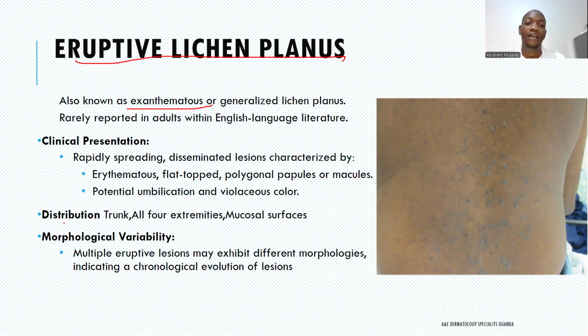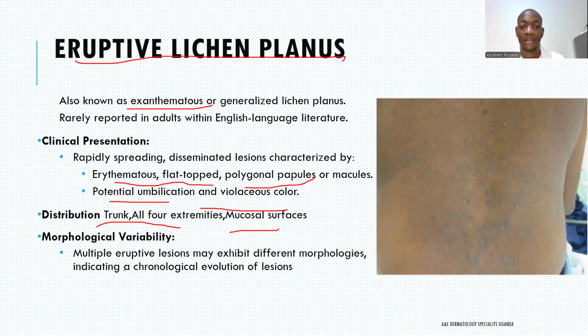It can even be tending towards erythroderma. You can end up being erythrodermic. So someone will have erythematous flat-topped polygonal papules and macules, and sometimes they can even be umbilicated. They will be violaceous in color, that is the purple, and they are commonly seen on the trunk and all the forelimbs, plus the mucosal surface.